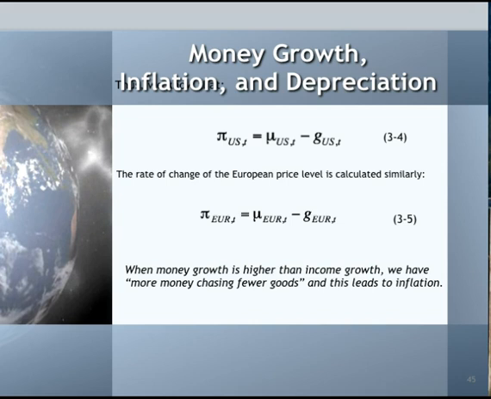And we can play with this equation a little bit. Let's suppose that the money growth rate is actually higher than the income growth rate. Well, that would mean that mu is greater than g. And so when we subtract g from mu, we would expect that number to be positive. And this, of course, leads to inflation. We have a saying for that. We say that more money tends to chase after fewer goods and leads to inflation.